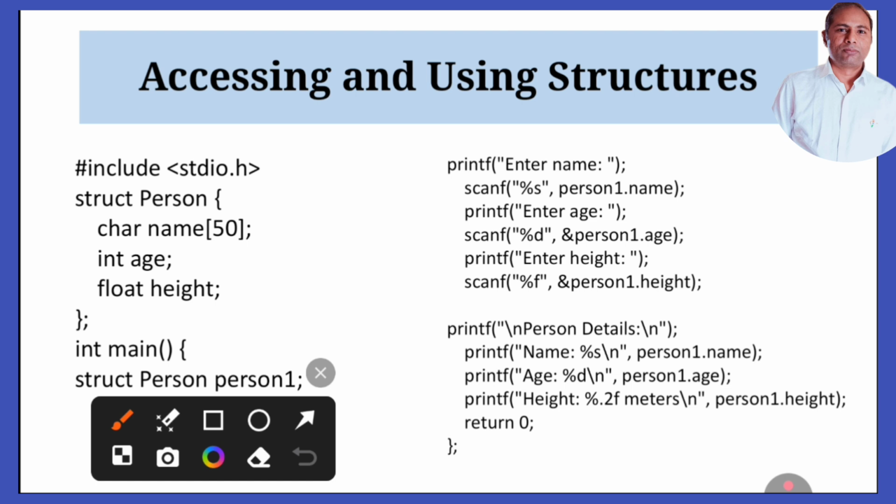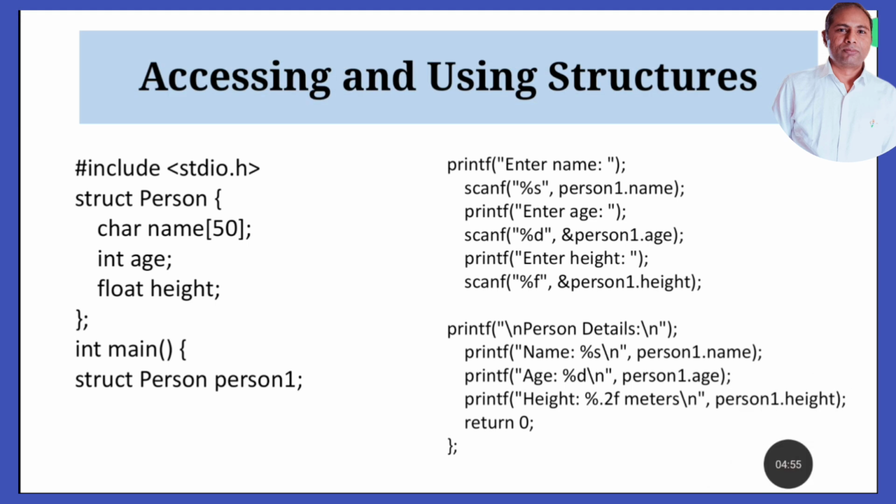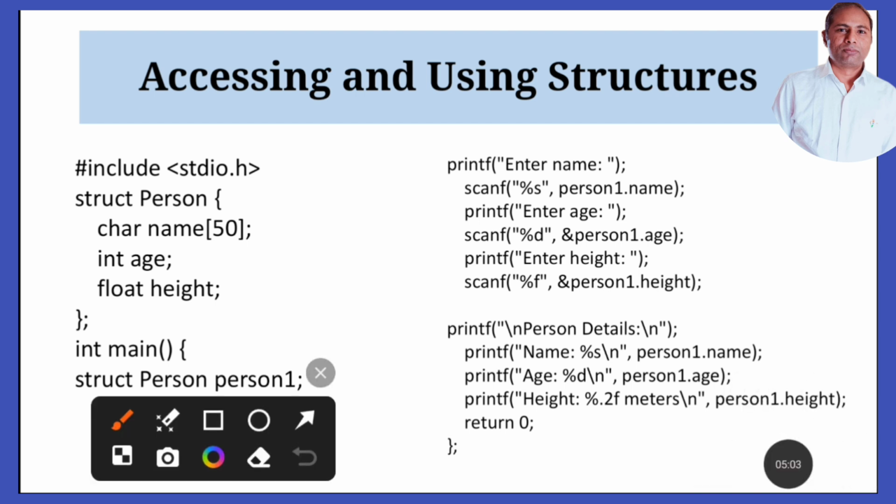What we are doing here is we have taken person as the structure. We are writing the struct keyword and we have named our structure person. Then we want three things from the person: person name, person age, person height. Character name is the character, age is the integer, and height is the float. Then we write int main, then struct person person1.